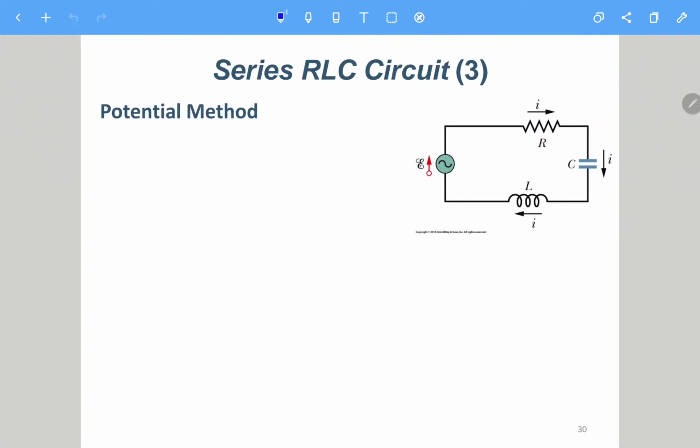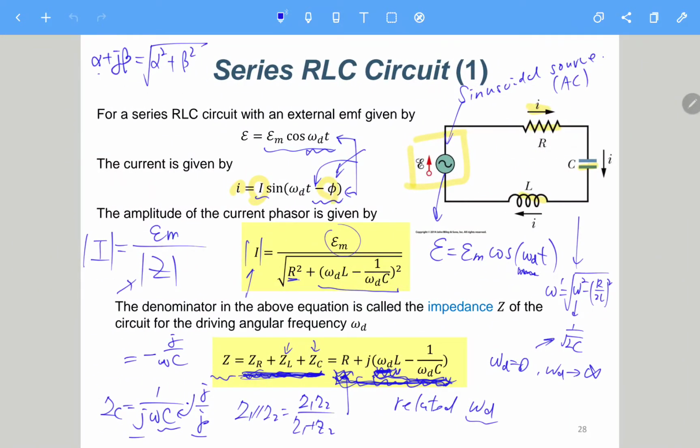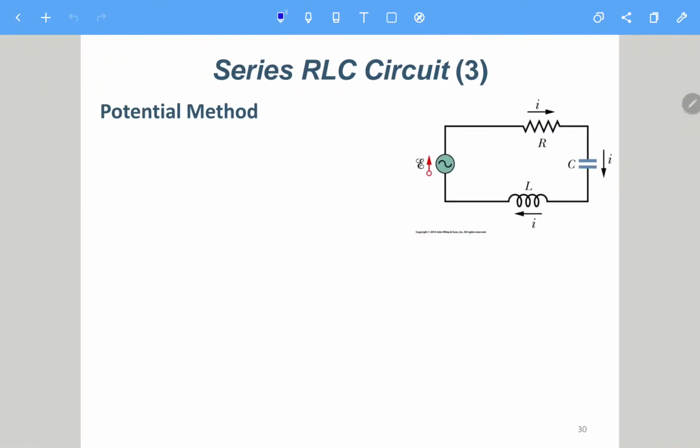Okay, so actually we can deduce this one using the potential method, which means that suppose this one is Em cosine omega d t, and then we have R, I, Z, R, L. Okay, so in this case, writing the KVL, we have Em cosine omega d t equals this one, R times I, and then this one is VC.